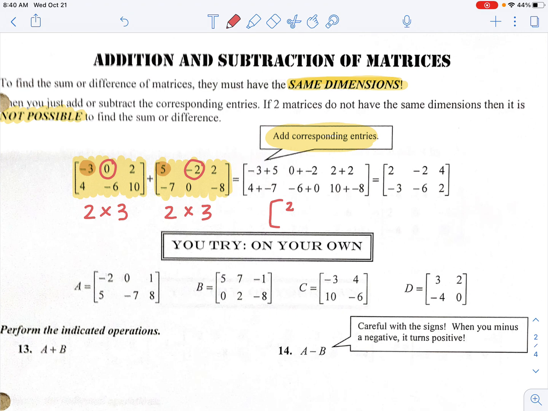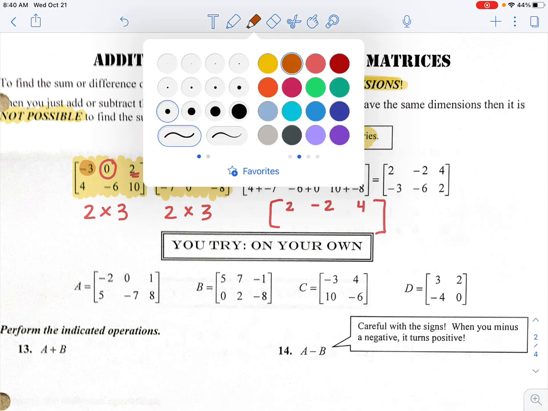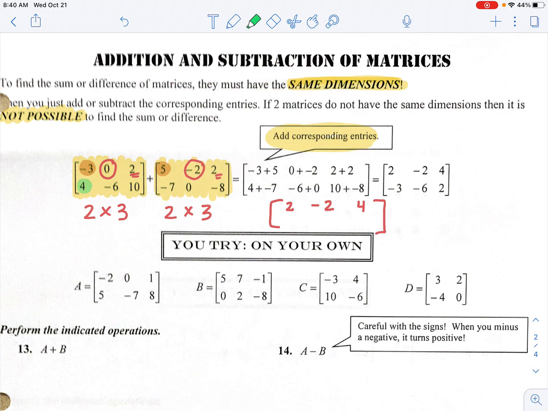Okay, next one. First row, second entry, 0 and -2. 0 plus -2 is -2. Then we have 2 and 2. 2 plus 2 is 4. Up next, we've got the second row, first entry, 4 and -7. 4 plus -7 is -3.